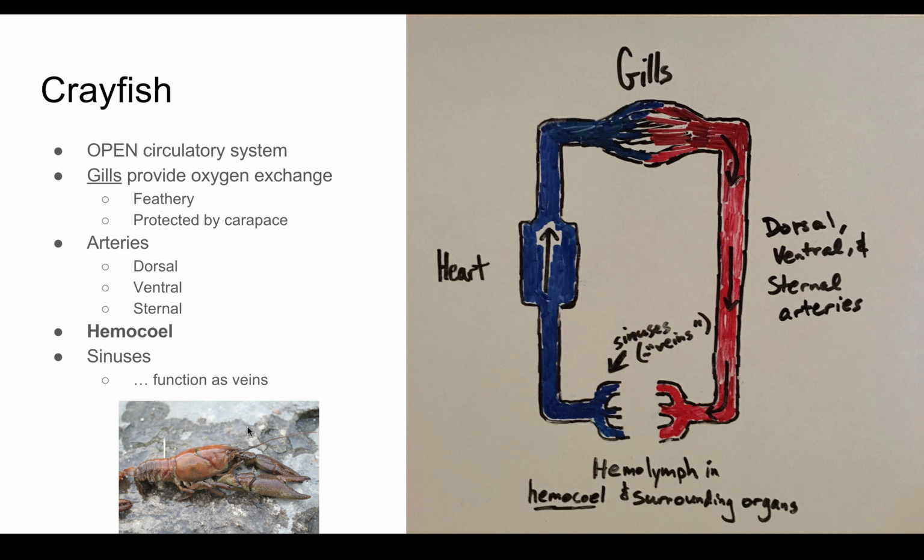The gills are these feathery organs on either side of the cephalothorax of the crayfish, protected by the carapace.